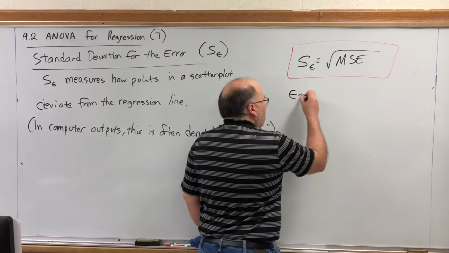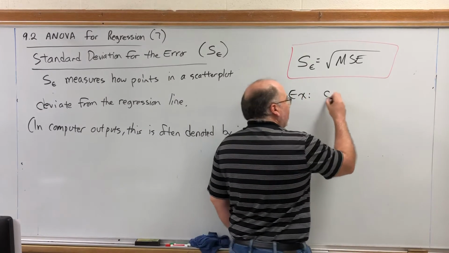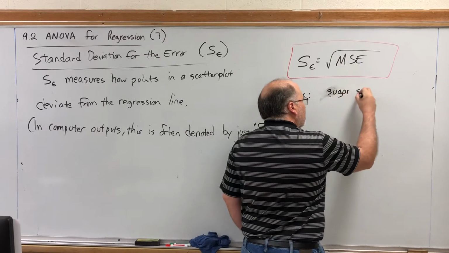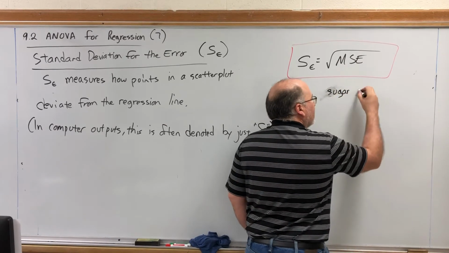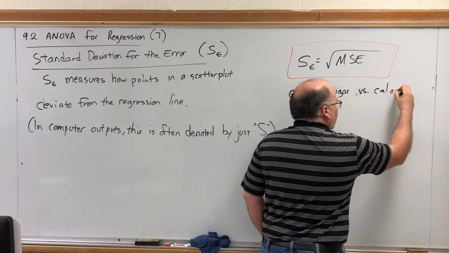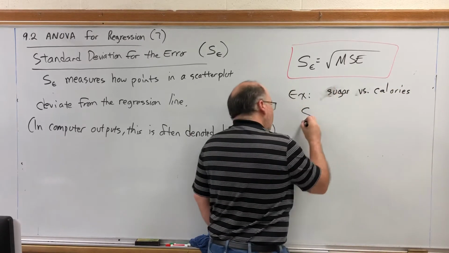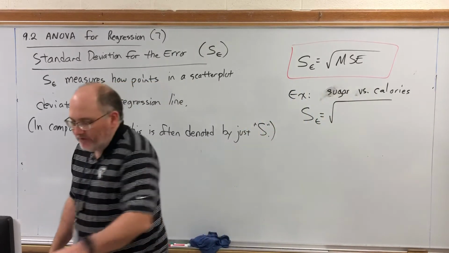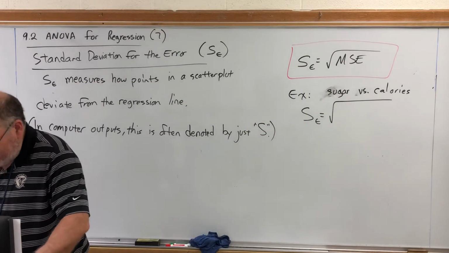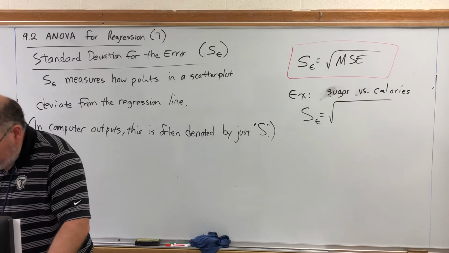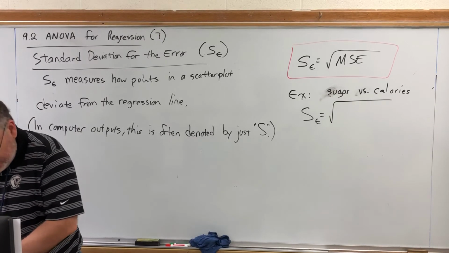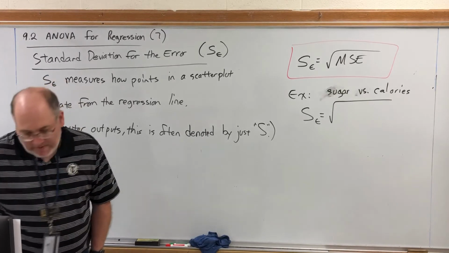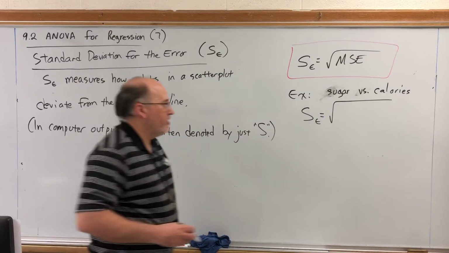So for example, going back to the sugar versus calories model, we could calculate the standard deviation of errors by simply taking the square root of MSE. And I believe the MSE was 15,000 something-ish. Yes, no, that was MS model, shame on me. The MS errors was 708.